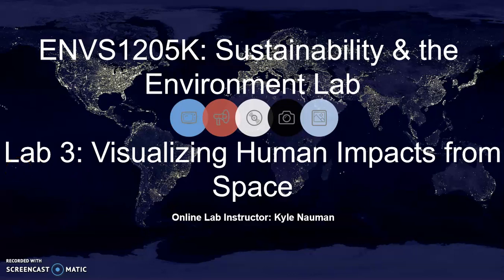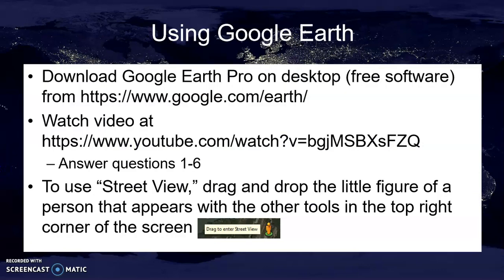So lab 3 is the lab for this week. In your lab manual, it's called Visualizing Human Impacts from Space. And we will be doing that by using Google Earth's free software. You can download Google Earth Pro from the website right there, google.com/earth.